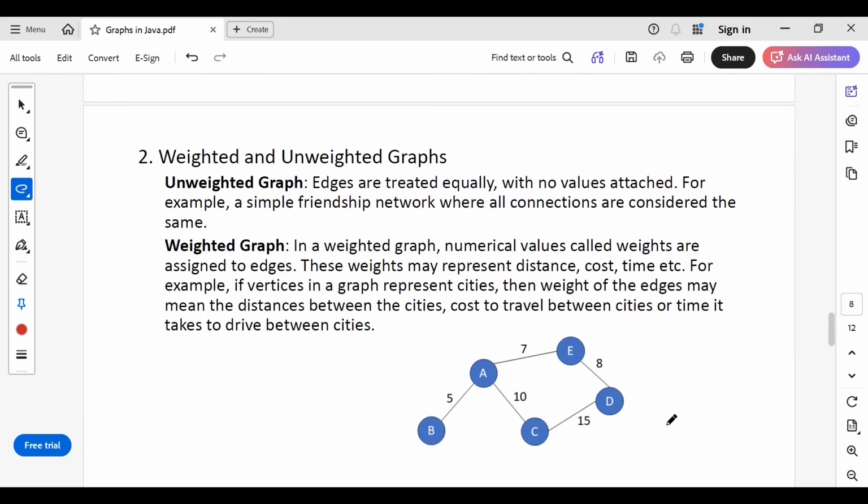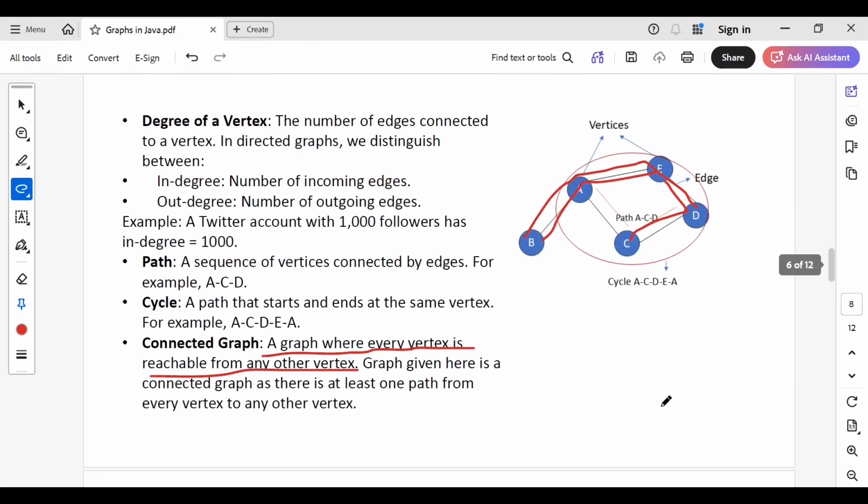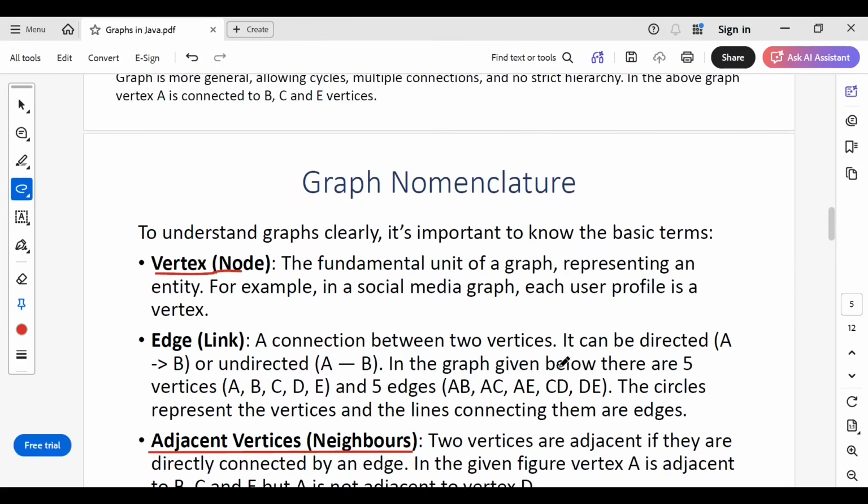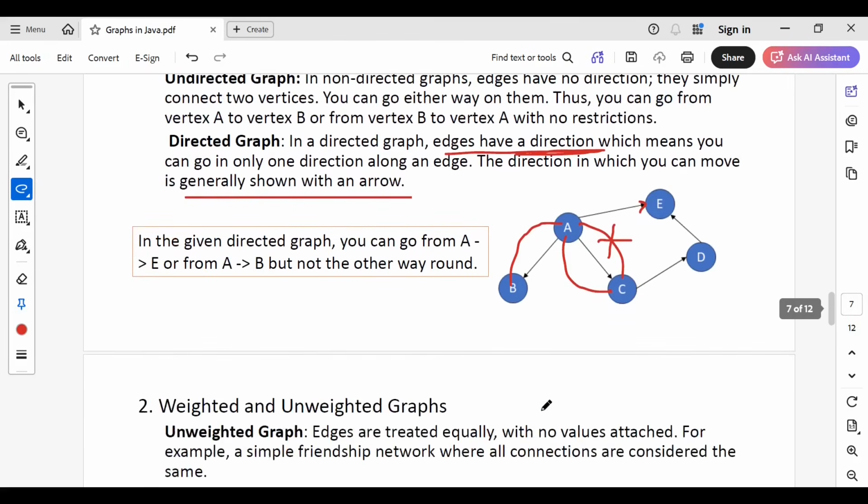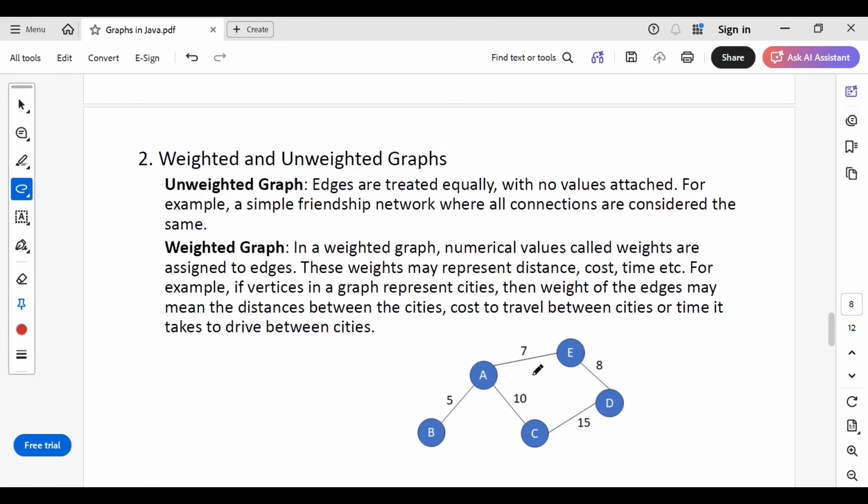Then we have weighted and unweighted graph. Unweighted graph is where edges are treated equally with no values in that. So here whatever we saw, that was an unweighted graph. Weighted graph is where we'll have some numerical values called weights assigned to the edges. Now this weight may depend on the scenario, right? It may be any value. For example, if these are cities, then it may be distance, time taken, or fare or cost, whatever it takes to go from one city to another.